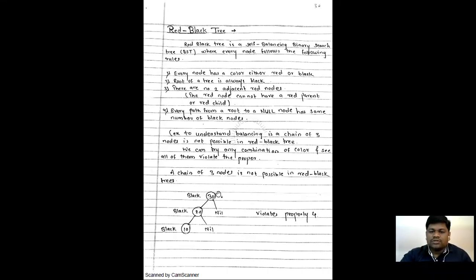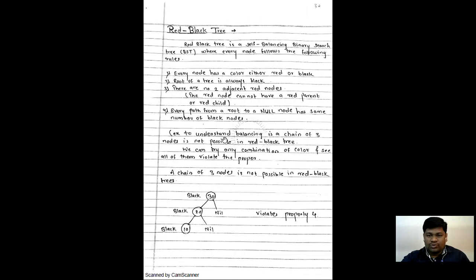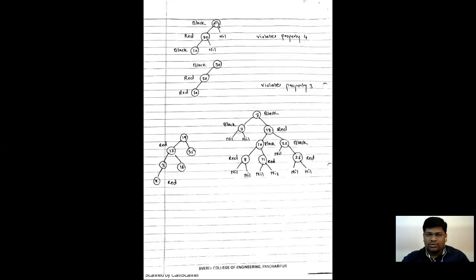Yes, a chain of three nodes is not possible in a red black tree. Now, the next example: 30, 20, and 10. Which rule is violated here? Rule number 4. Every path from the root to a null node has the same number of black nodes, but here only 1 and 2 black nodes are there. Now here you can see 30, 20, 10.